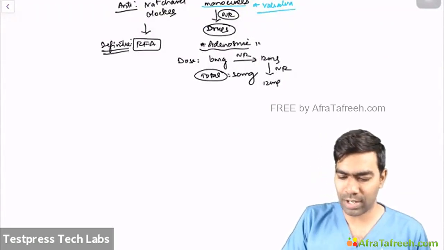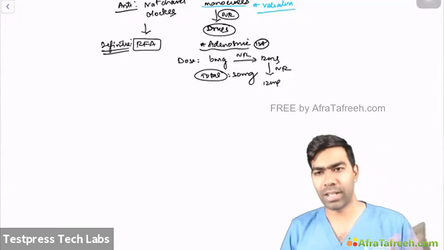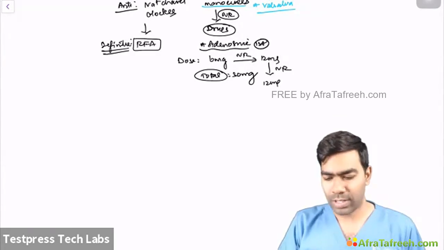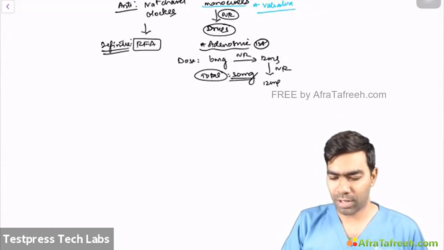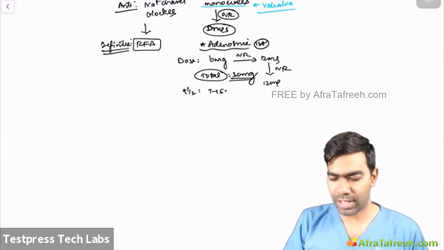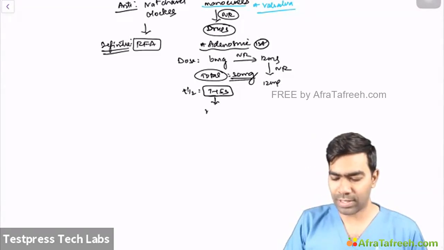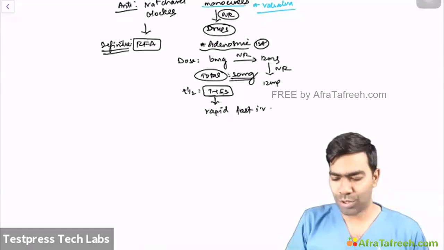Of course, the first line drug is adenosine. The dose is 6 plus 12 plus 12. You're going to give 30 milligram of adenosine in total; this is the maximum dose of adenosine. And remember, adenosine's half-life is extremely short. It's only some 7 to 15 seconds, the duration of action and the half-life. Which means it has to be given as an extremely rapid, fast IV push.